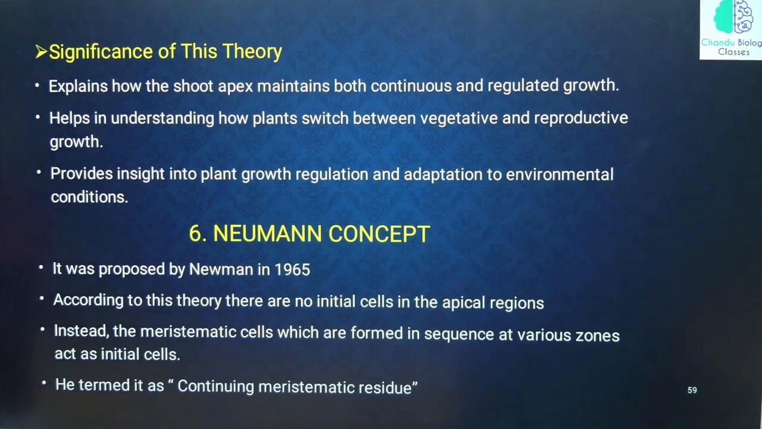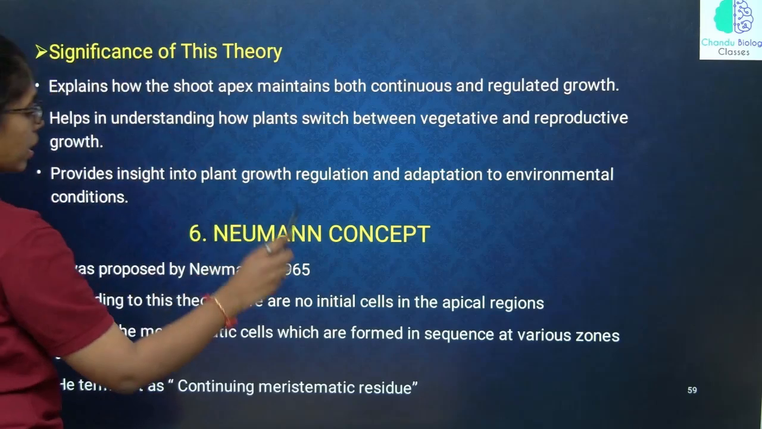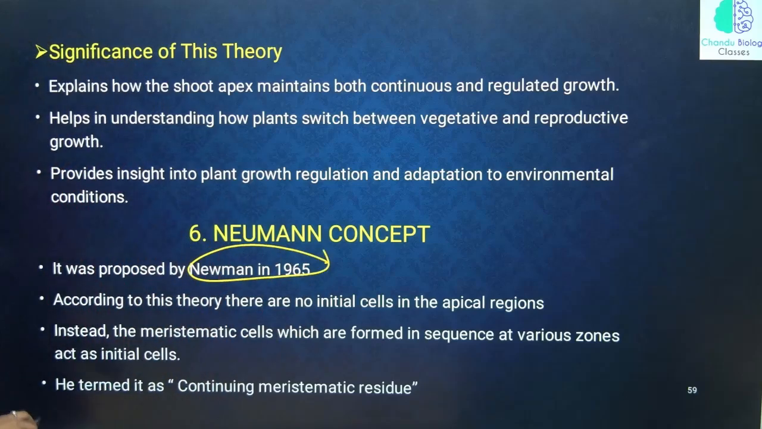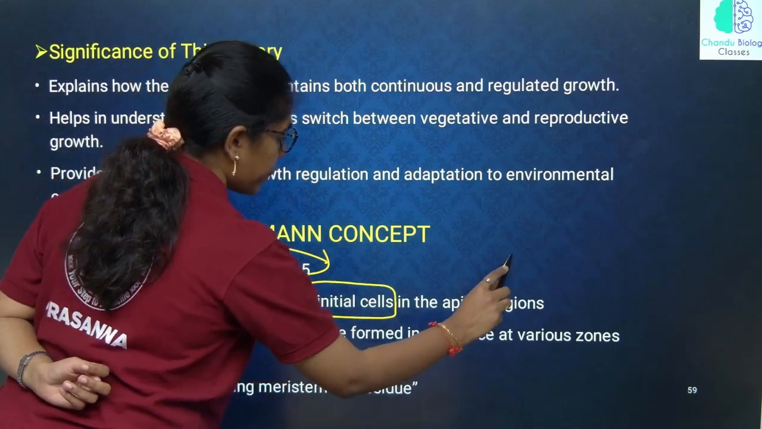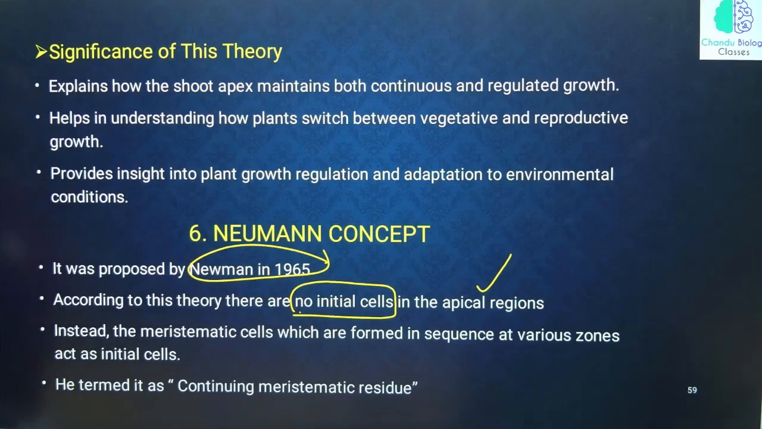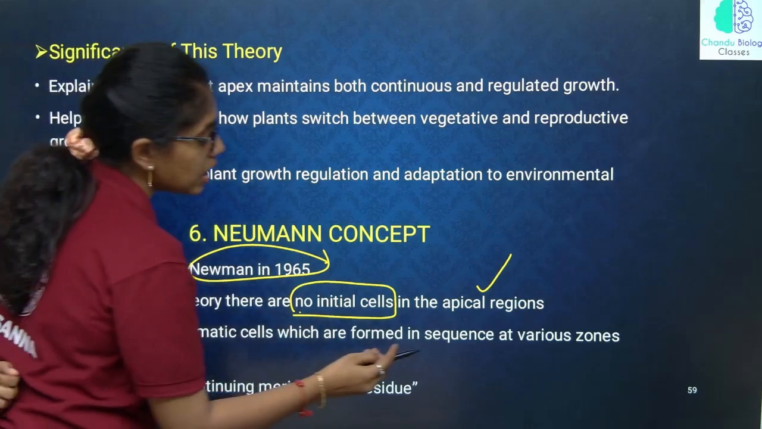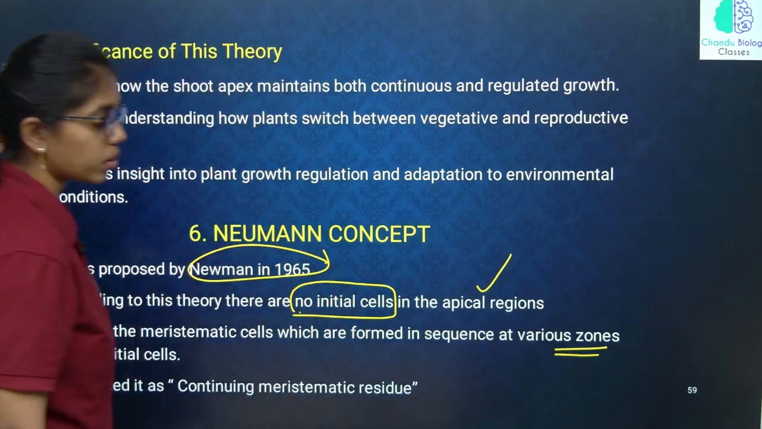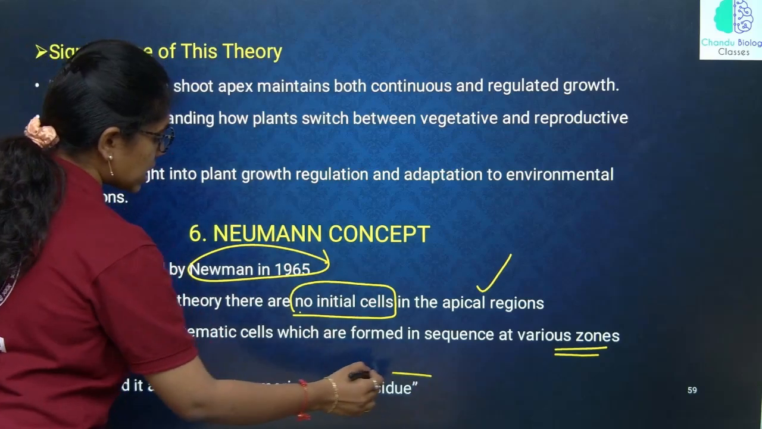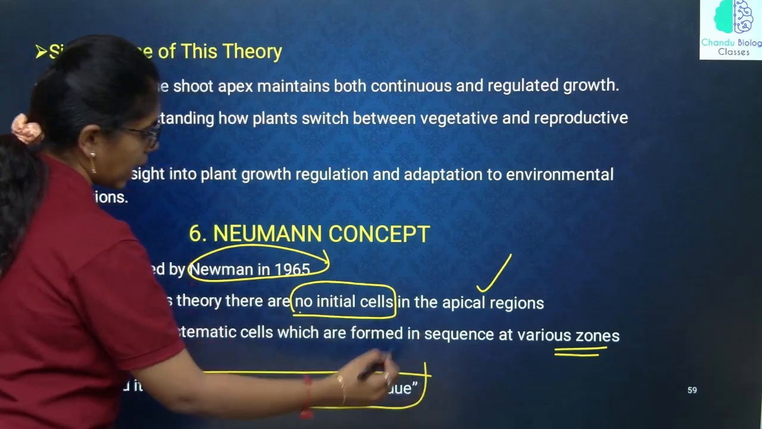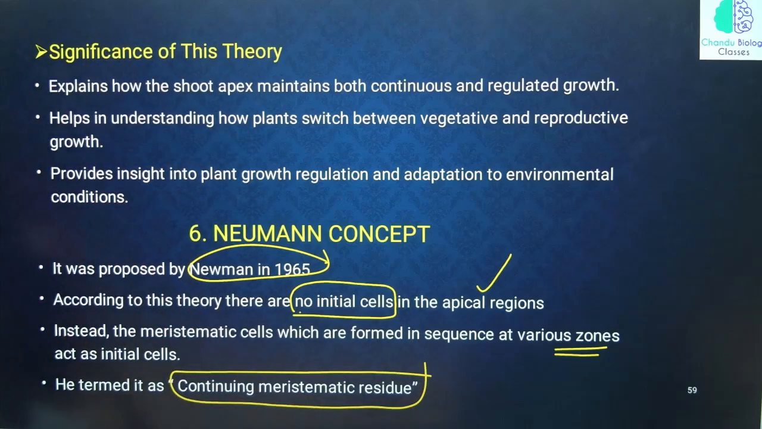The sixth theory we are going to learn is Newman's concept, proposed by Newman in the year 1965. According to this theory, there are no initial cells in the apical regions. Instead, the meristematic cells are formed in sequence at various zones. He termed it the continuing meristematic residue.